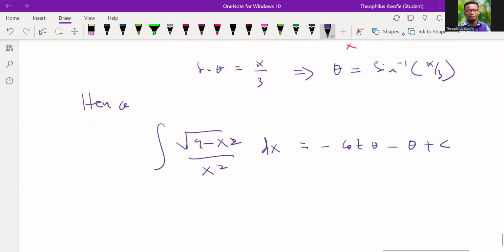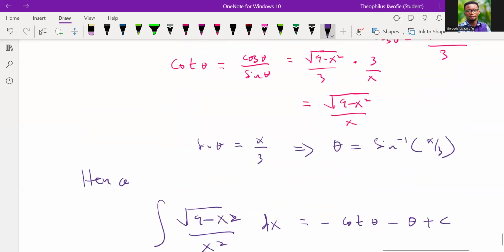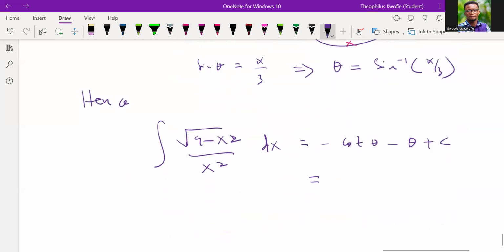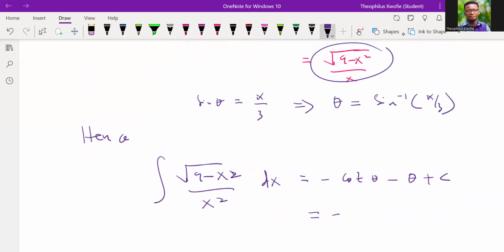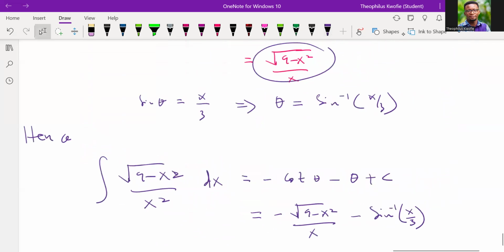Now we know our cot at this particular value. So we're going to have minus the root of 9 minus x squared over x. Now our theta is the sine inverse of x over 3, then plus the constant c.